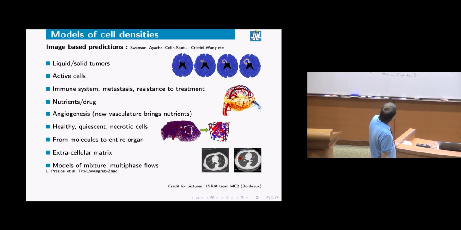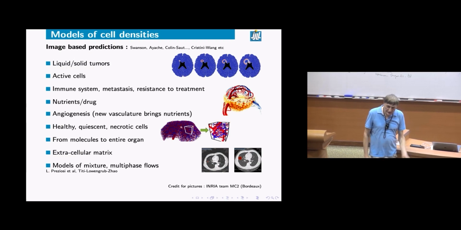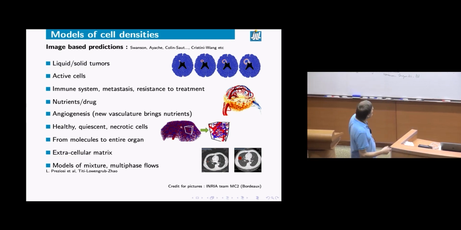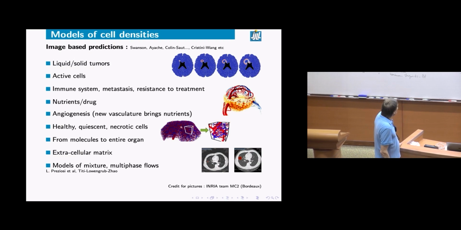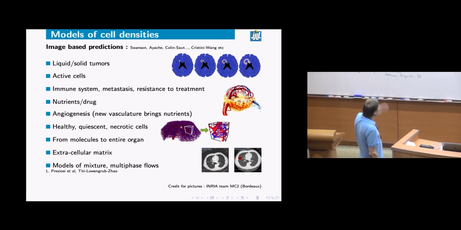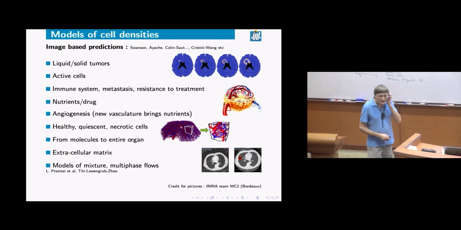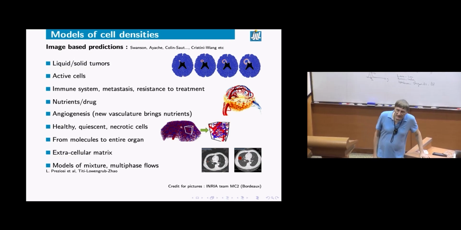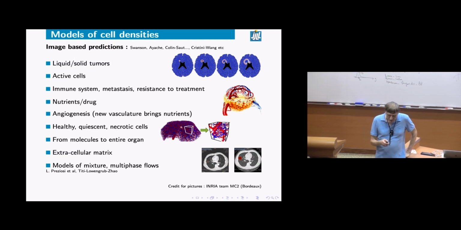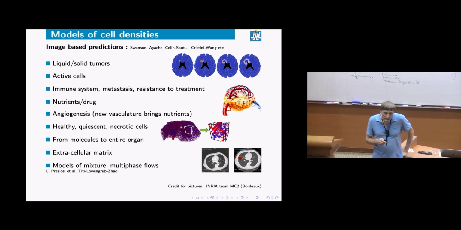Drugs and nutrients arrive through vasculature. I told you about angiogenesis. Cells are not a single type of cells. There are cells which are quiescent, cells which are proliferating, and those which are necrotic, which are dying. And then you have many scales because you go more or less from the molecule to an organ with many scales in between. So all this makes life much more complicated than the Fisher-KPP equation, which is already very complicated, by the way.